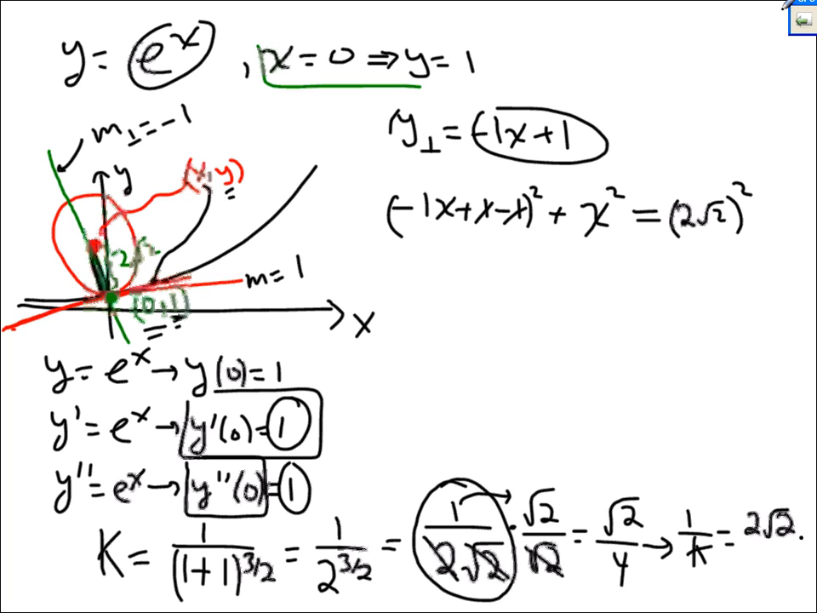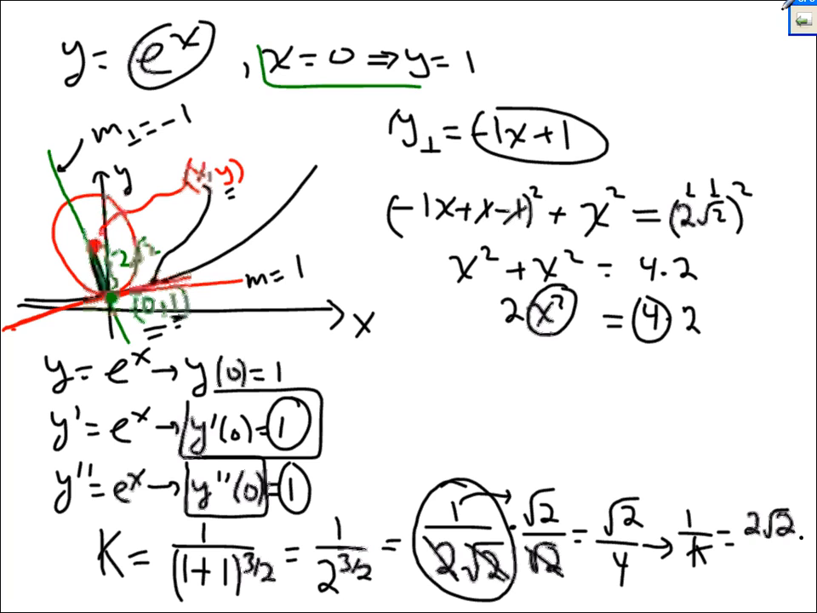Well, with y minus 1 being negative x, the 1 minus 1 cancels. Negative x squared is x squared, plus another x squared, that's 2x squared. And this is equal to 2 squared, which is 4, times the square root of 2 squared, which is 2. I'm going to leave it just like that. 2x squared is equal to 2 times 4, so x squared is 4, so x is plus or minus 2.